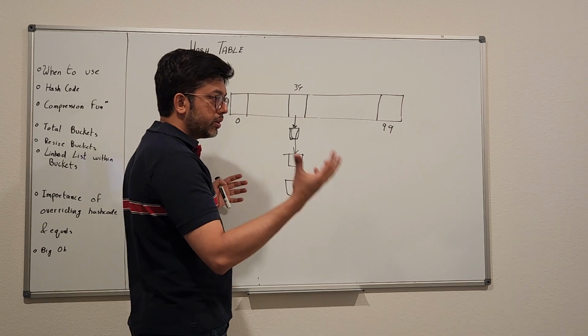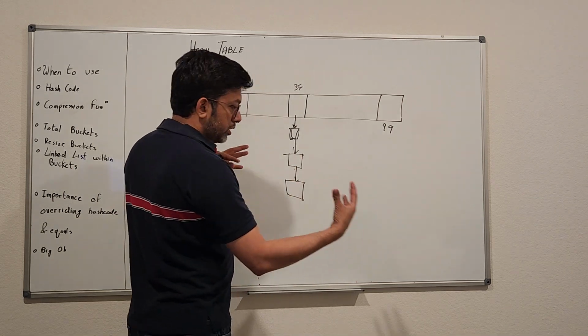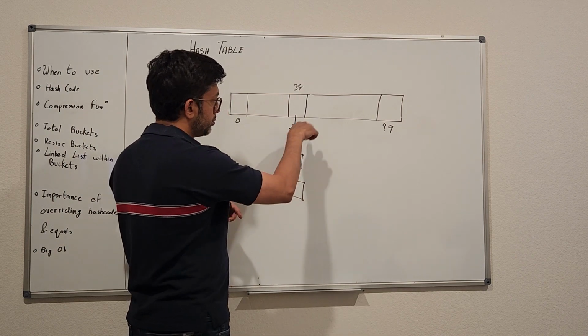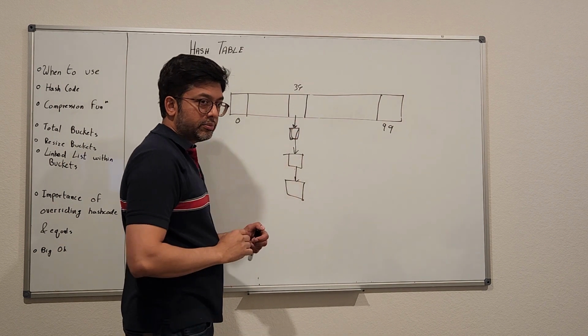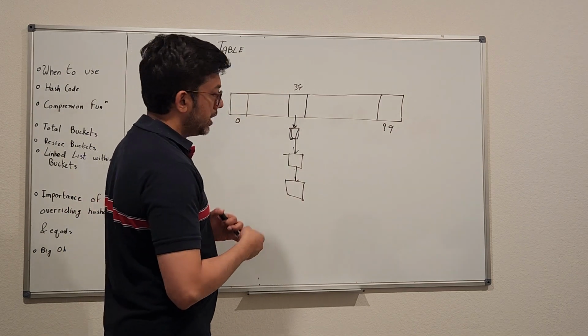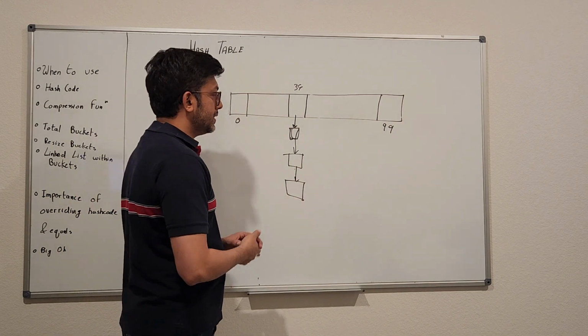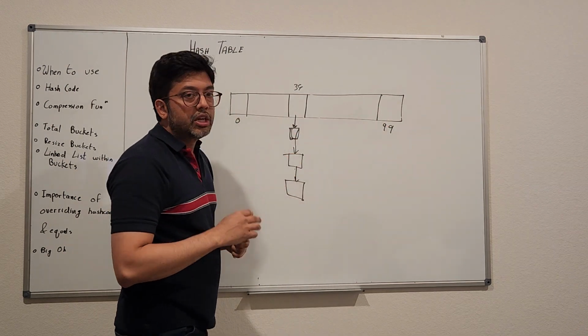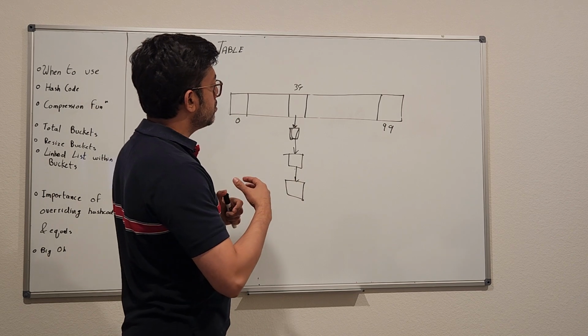Then again another item comes, you take the hash code, do the compression function, and suppose a collision happens, you'll add it as the next item in the linked list, and so on and so forth. And when you want to look up, it's again the same thing. Suppose you have all the items stored in this array. Now I will say, give me Massachusetts.